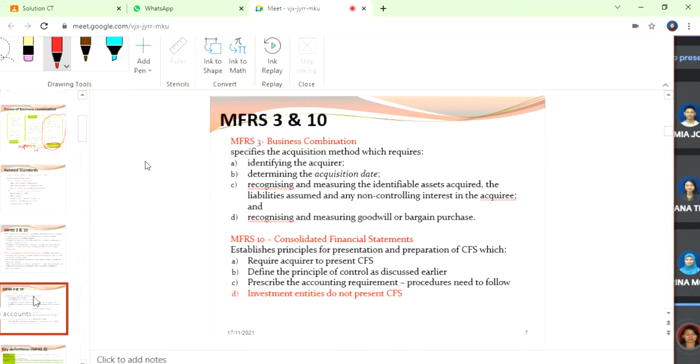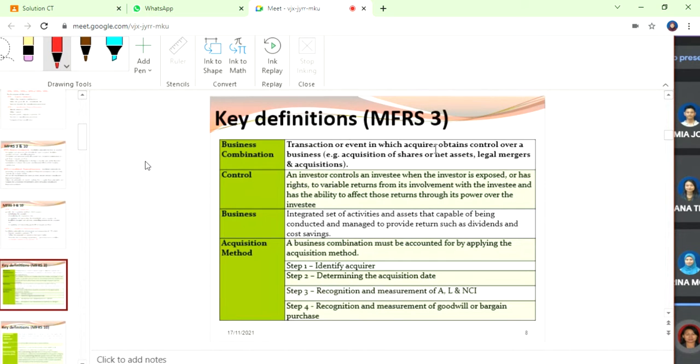So more explanation on that. Okay, now we look at key definitions. These are some of the important definitions found in MFRS 3. I've already given you that standard, you can look up. So, business combination, already look at that.